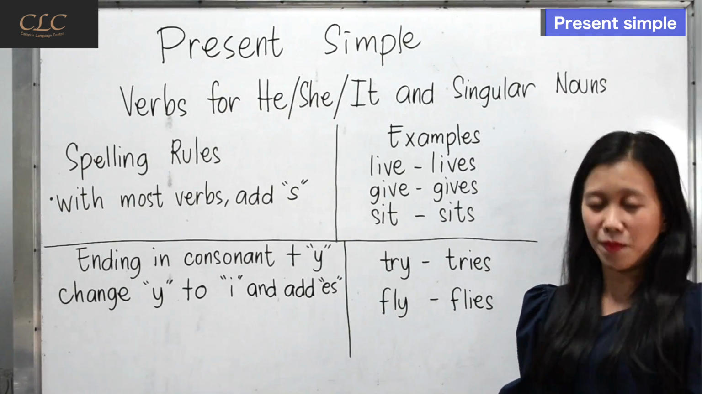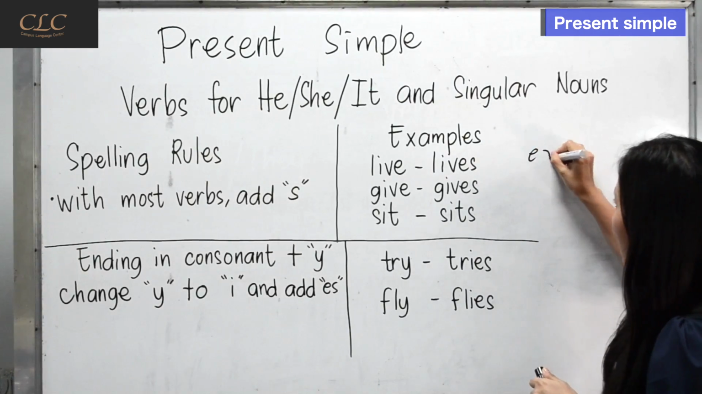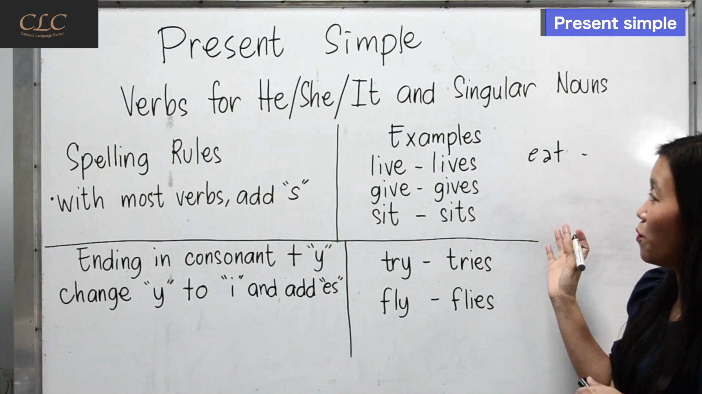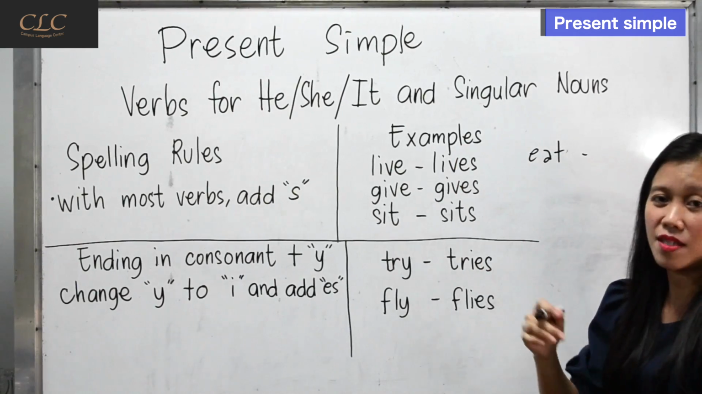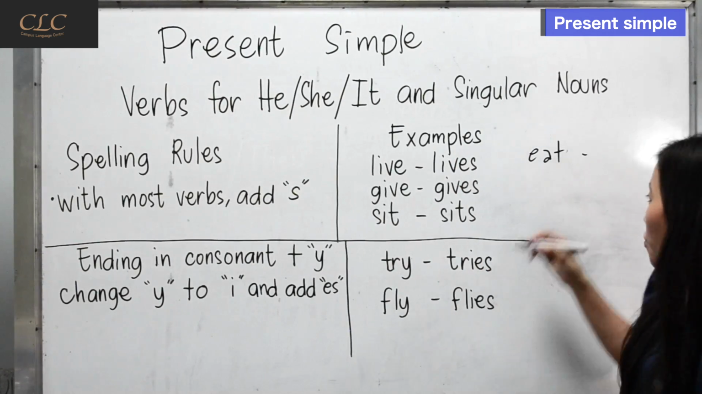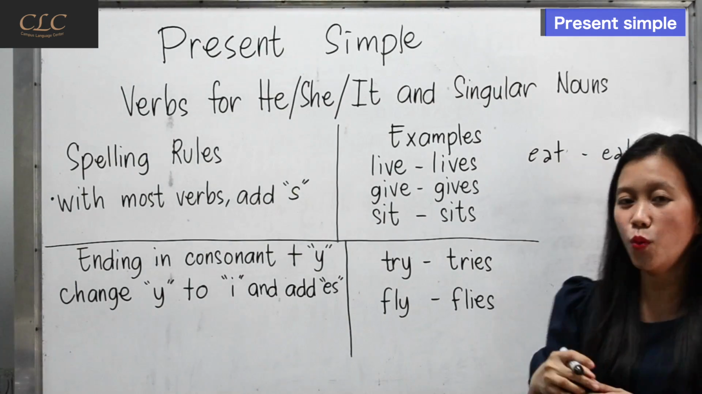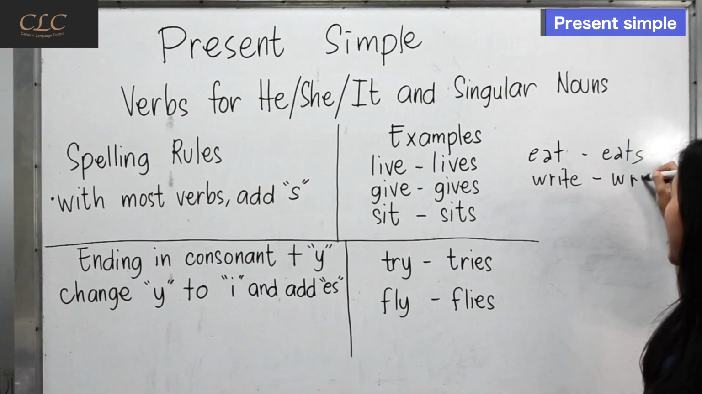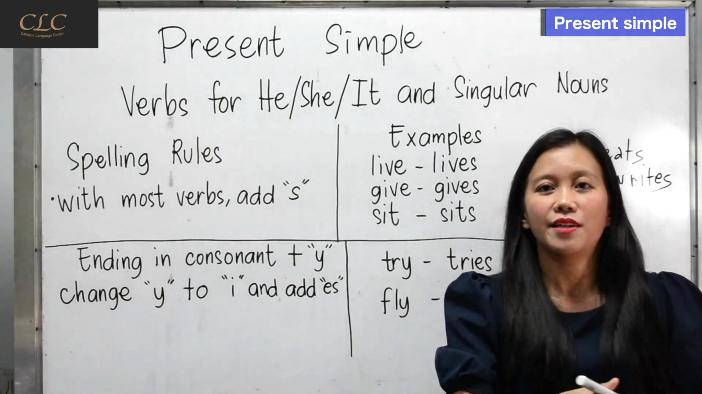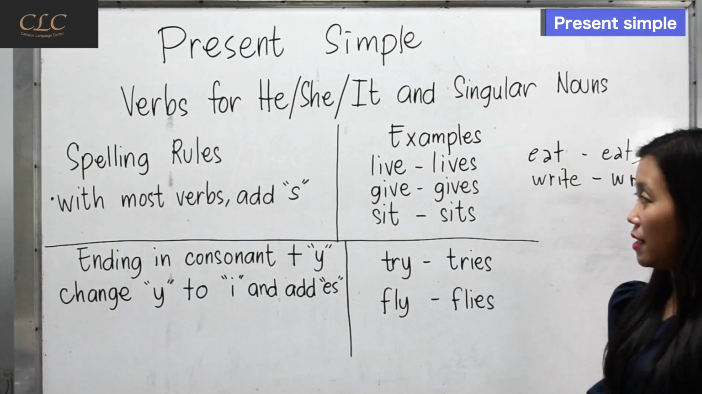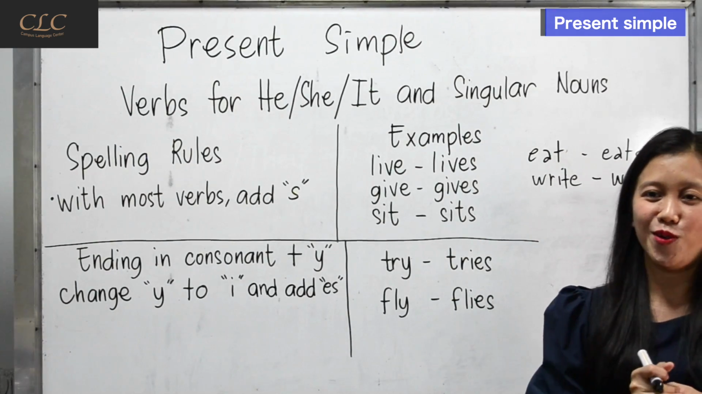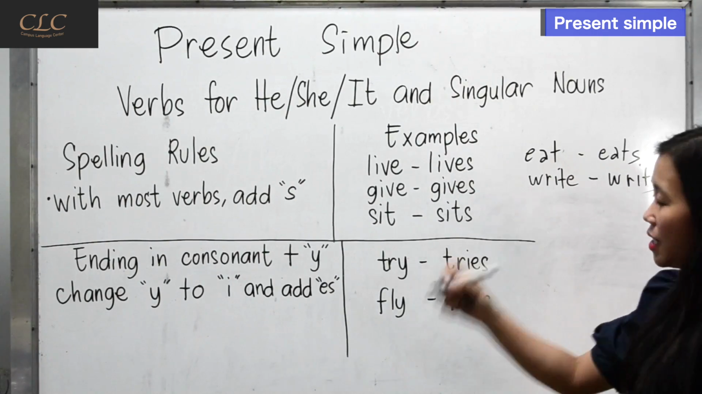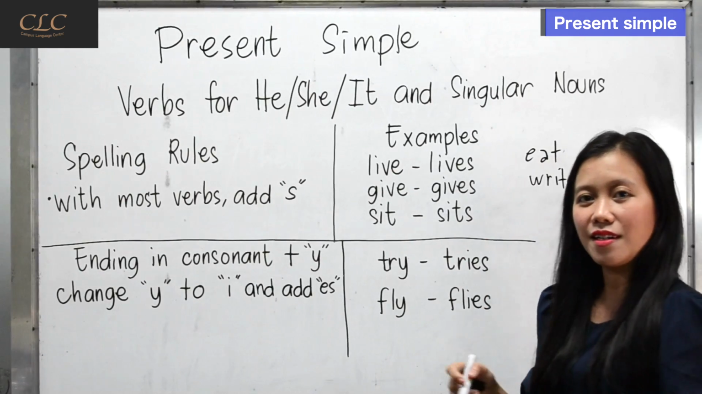What are some other examples? Okay, yeah, it's right. We have eat. So what is the correct form for that when we talk about the present simple with a singular subject? Okay, so it's eats. What else? Okay, right. We have write, writes. Okay, so we will try making an example sentence. So Josie, can you give me an example sentence and use any of the verbs on the board?